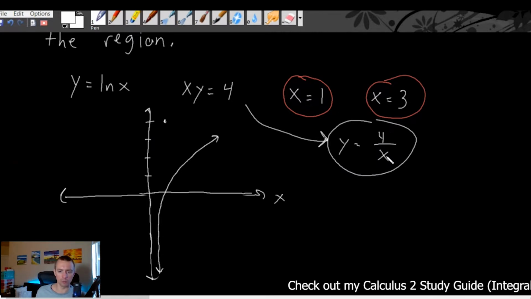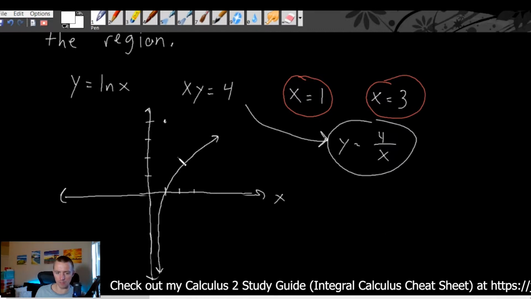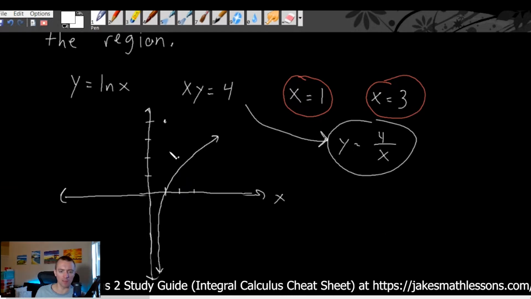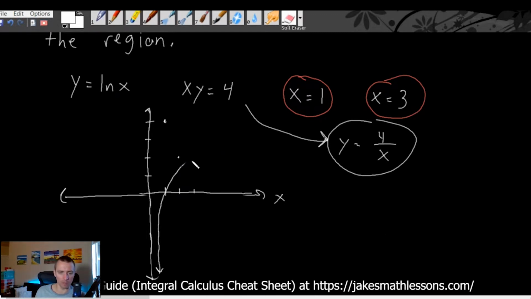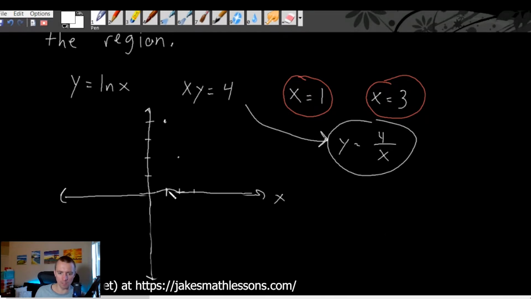At x equals 2, we get 4 over 2, which is 2. So at x equals 2, we get basically here. And then I should probably be a little more careful about my graph of natural log of x now that I'm labeling my axes here. Let me redo that. It is going to go through this point here, 1, 0. And then for natural log of x, if we plug in e, which is like 2.7, so right here, we would get 1.